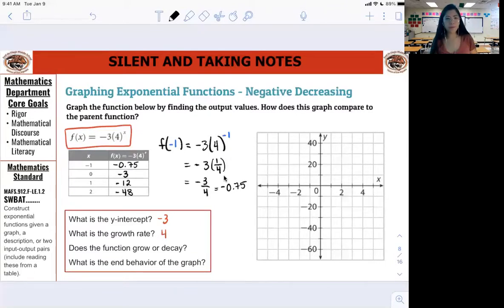Okay. Now, before I graph it, take a look at the patterns. Is this function growing or is it decaying? Decaying. It's getting more and more negative each time. So even though the numbers are getting bigger, technically, 3, 12, 48, since they're negative, it's actually getting lower and lower. So it is decaying. Now let's take a look at what the graph will look like.